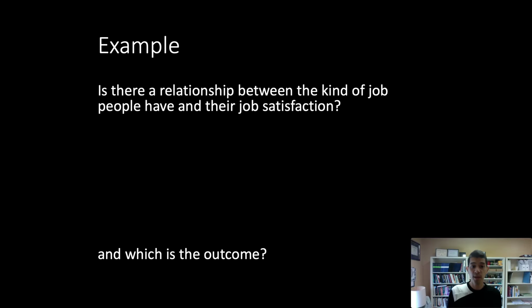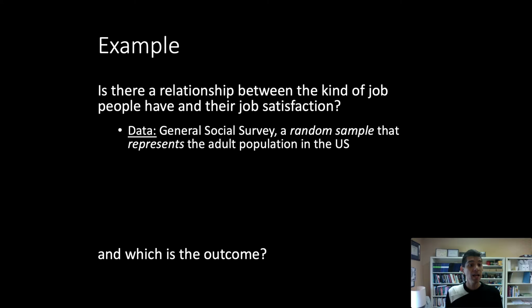So let's walk through a quick example for recognizing when two variables might be related. Let's take a look at the relationship between the kind of job that people have and their level of job satisfaction. So we would have two variables here. One would be the kind of job that somebody does. The other would be how much they're satisfied with that job. And the example that we'll use draws on data from the General Social Survey.